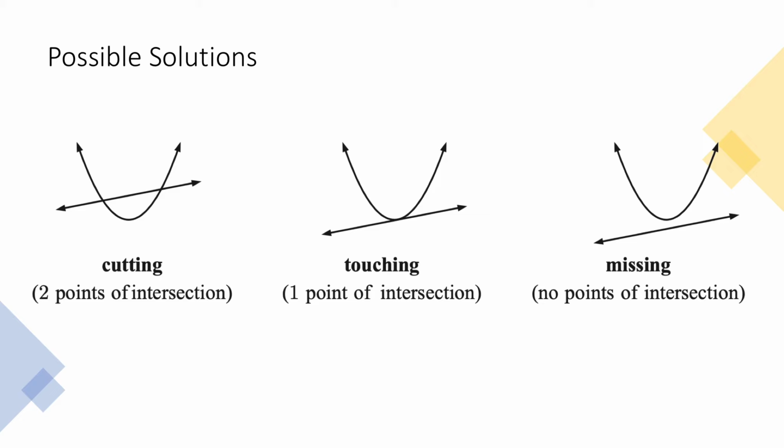We can have two different solutions. We can have one solution where it looks like it's touching more, but if we really zoomed in, like if it was on Desmos, they would be only touching at one point. And then we could have a parabola and a straight line that never intersect.